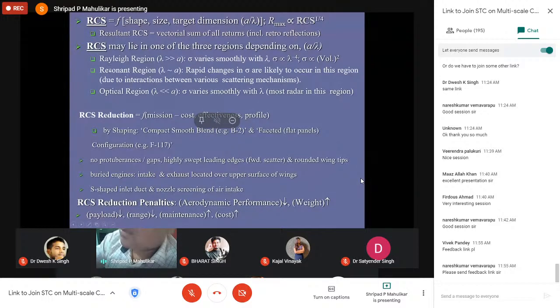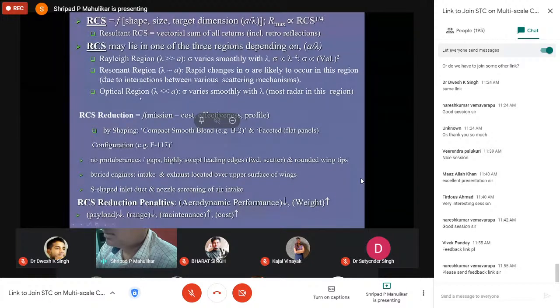Now, the resonant region is in between, in which the wavelength and the target dimensions are comparable, and rapid changes in the RCS are likely to occur in this region due to interactions between various scattering mechanisms. And then we have the other extreme, which is important because most radars operate in this region, in which the wavelength is much smaller than the target dimension. Optical means it behaves more like visible light, what we popularly know in optics. In the optical region, RCS varies smoothly with the wavelength.